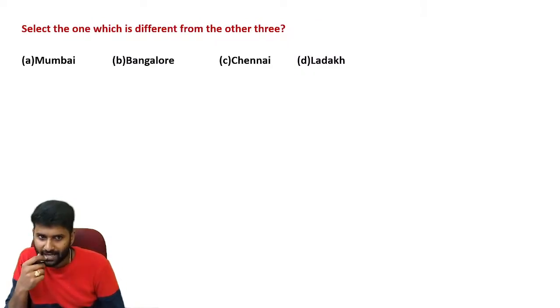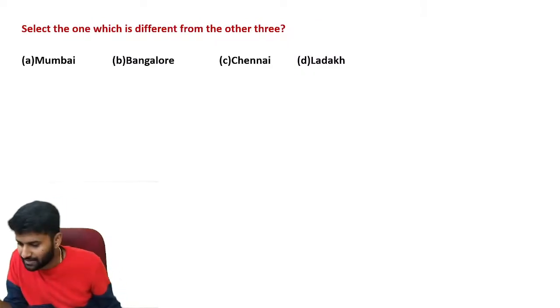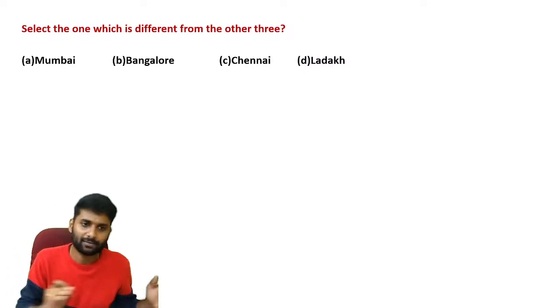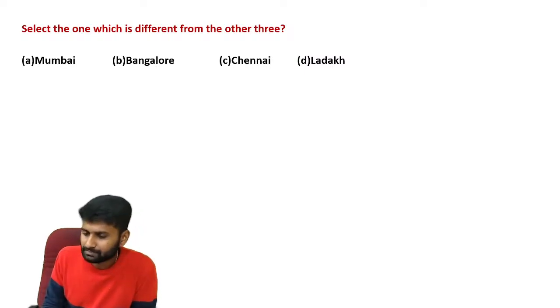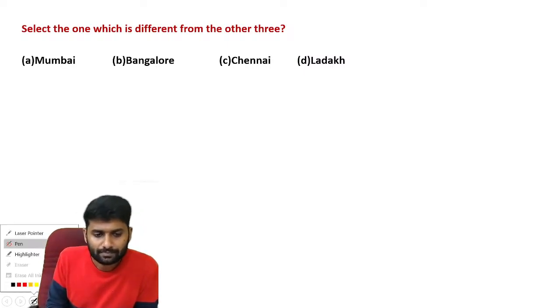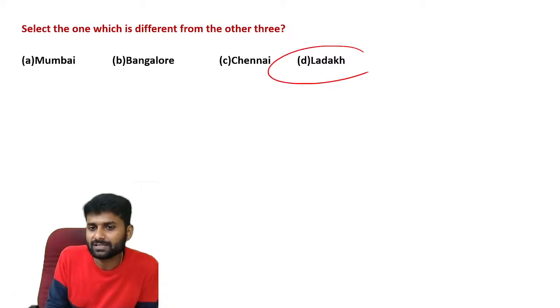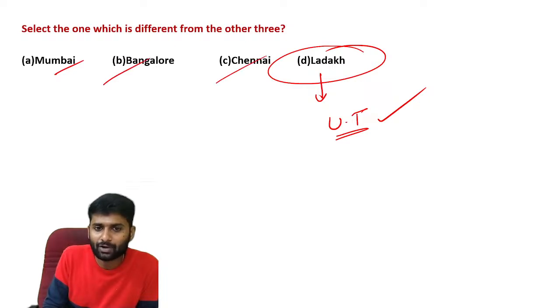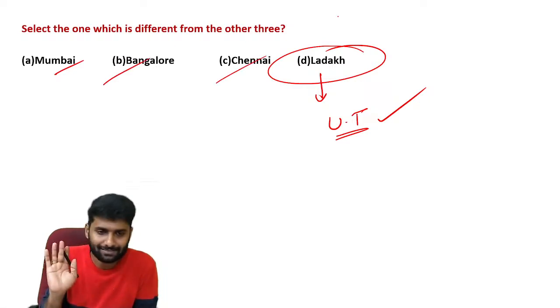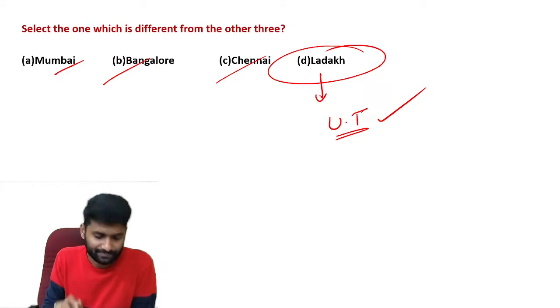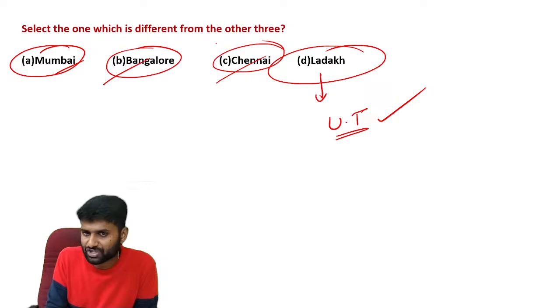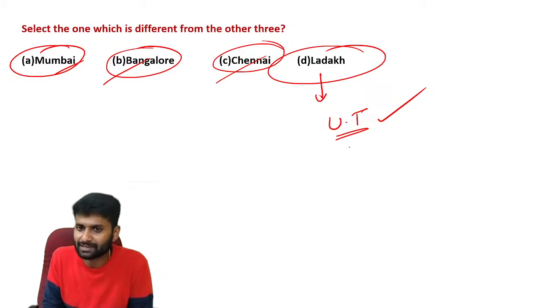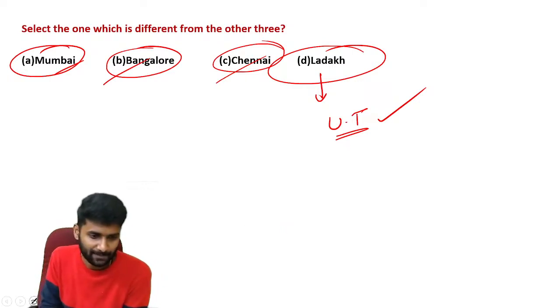Okay, the last question. Tell me which one is completely different from the others. Here the words are Mumbai, Bangalore, Chennai, Ladakh. Yes, here is the simple answer. Ladakh is a Union Territory. So Mumbai, Bangalore, Chennai all belong to the cities or capitals: Maharashtra, Mumbai; Karnataka, Bangalore; Tamil Nadu, Chennai. Those are the capitals, but Ladakh is the Union Territory.